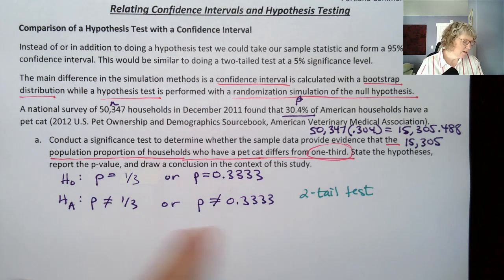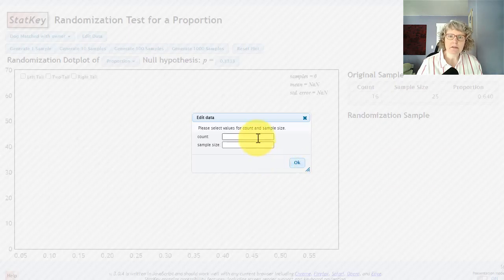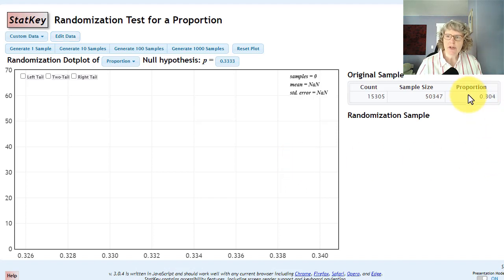Okay, so we need that. In the case where they don't give us the numerator, we have to find the numerator ourselves or estimate it. So we've got 15,305 households out of 50,347. Okay, and when I hit OK, I can double check that on the right, because our sample proportion should come out to what we were given. We were given 30.4%, so that's good. That matches up. Okay, so those are the two things we need to edit to do our randomization distribution.